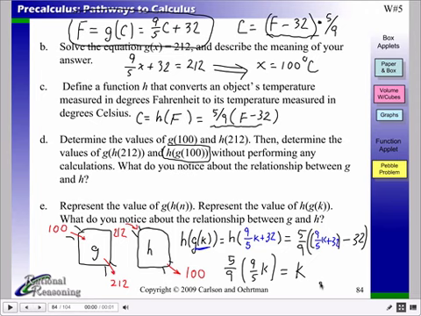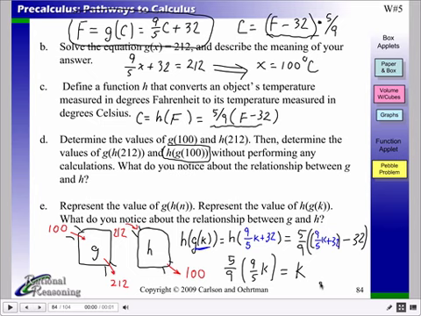Any temperature in Celsius that we put in the G function and find its Fahrenheit, and then put through the reverse process, we're going to get what we started with, right? It's going to go full circle, okay? So we're putting it through the process to get Fahrenheit, then taking that Fahrenheit and going through the reverse process of H. And it should give us back what we started with.